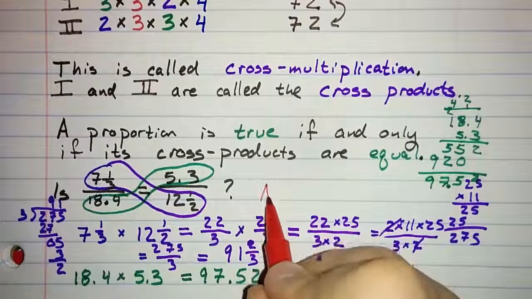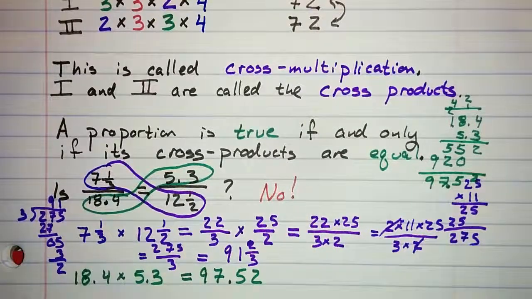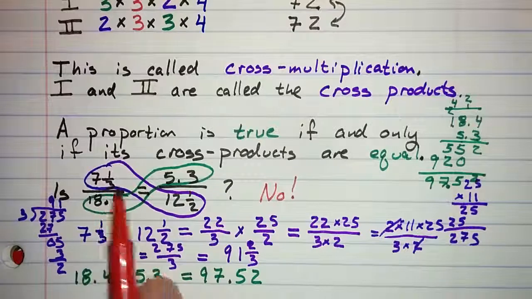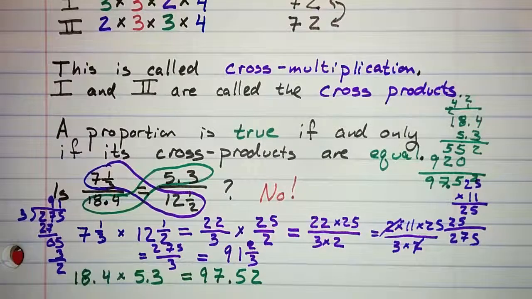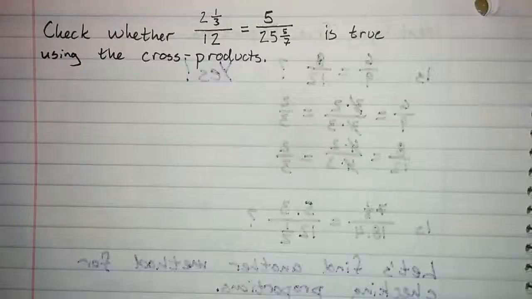This proportion is false. And we were able to know that without ever simplifying either one of these ratios, which makes us happy. Let me give you one of these to try. Decide whether the proportion 2 1/3 over 12 equals 5 over 25 5/7 is true, using the cross products. Pause the video and try this now.